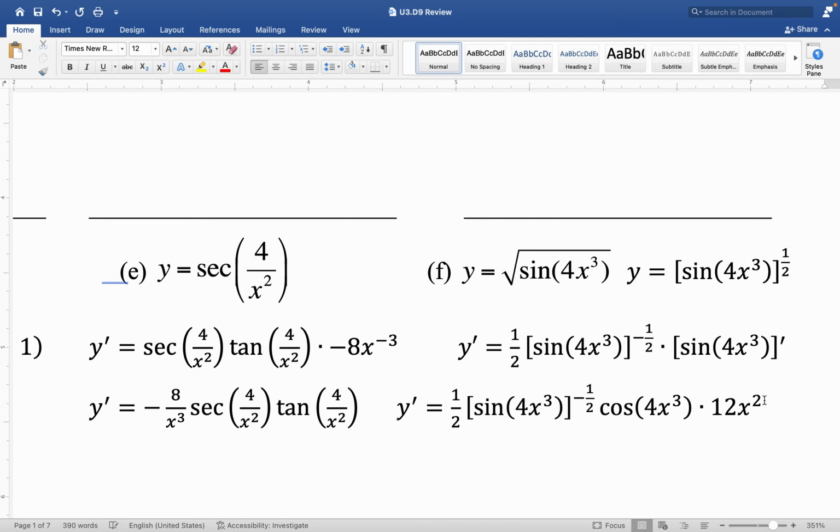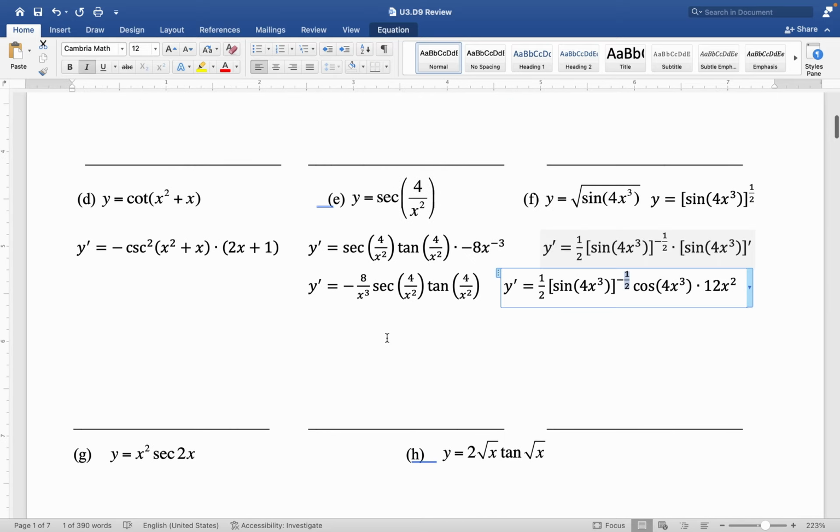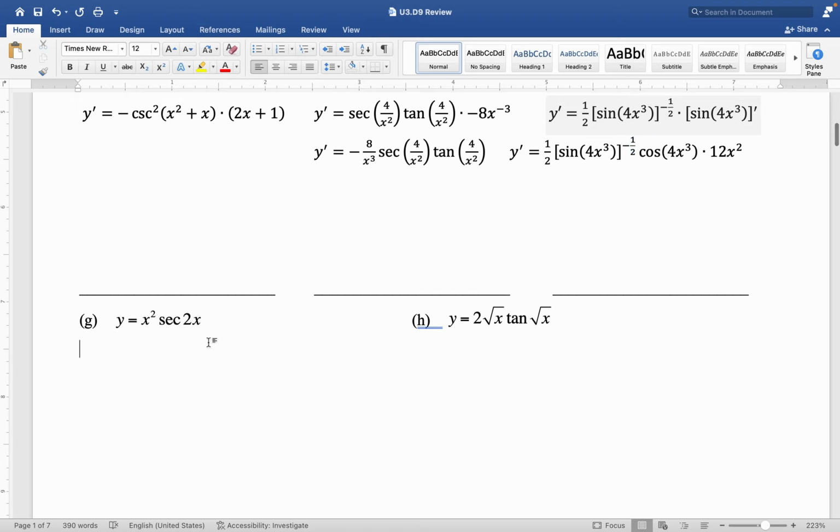There we go, so there is our derivative. It could be simplified a little bit. The 12 can multiply with the 1/2 to give you a 6. And maybe this guy, if you don't like negative exponents, then you could move this stuff to the bottom of a fraction, but I think you can probably do that on your own. Let's move on to G.